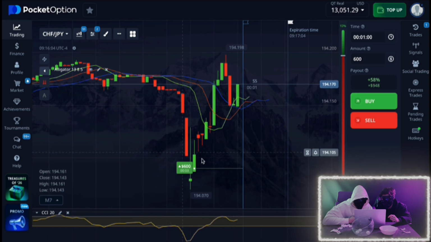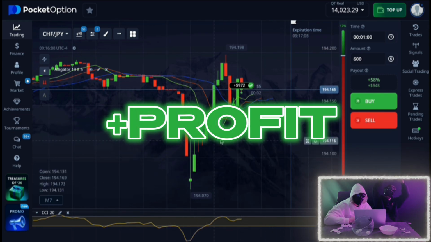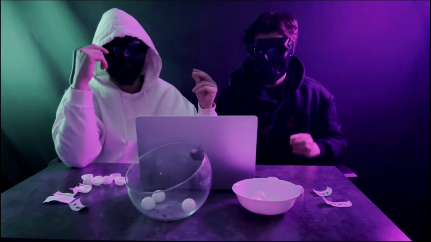So there are only 3 seconds left. I think the trade is going to close in profit without any issues. And yes, we lock in the first win. Okay, now it's the C's turn.